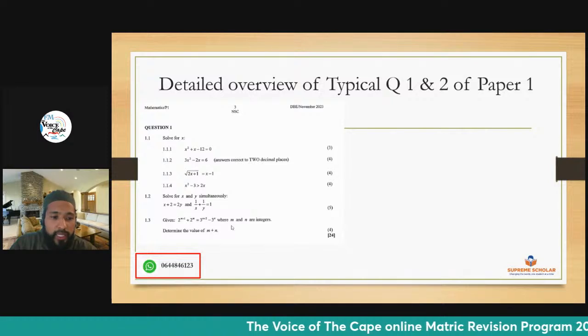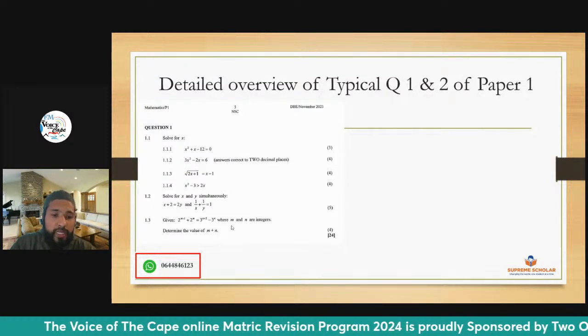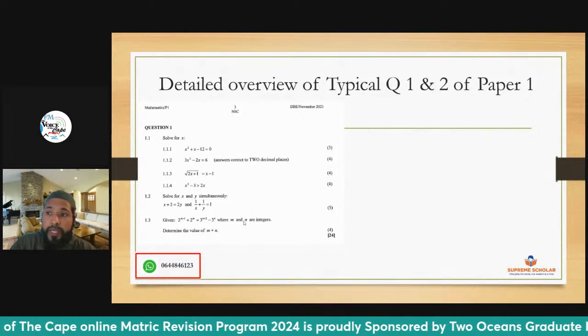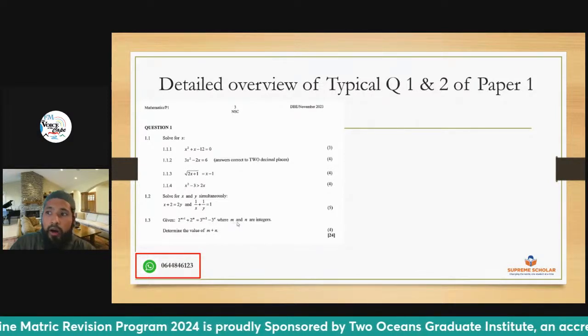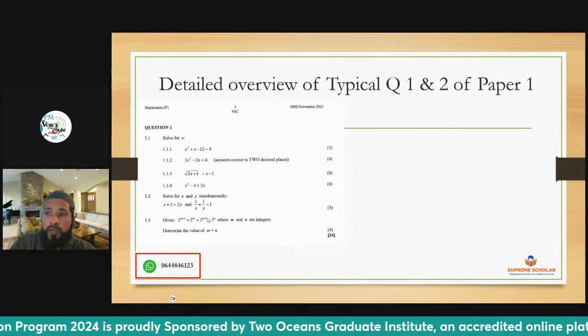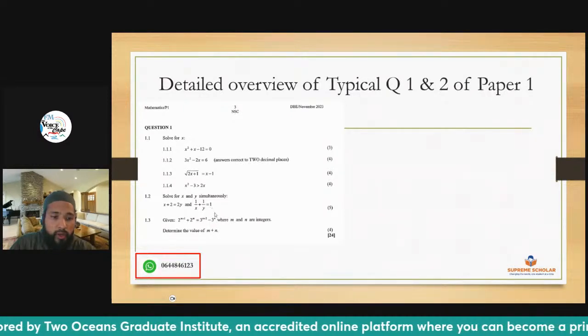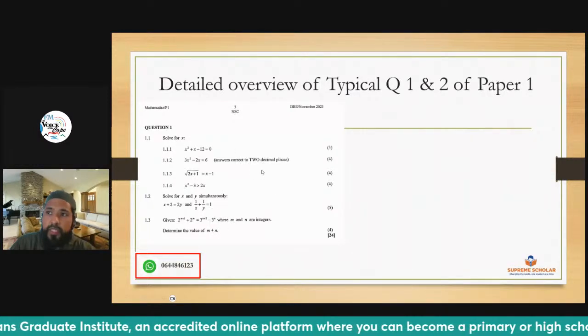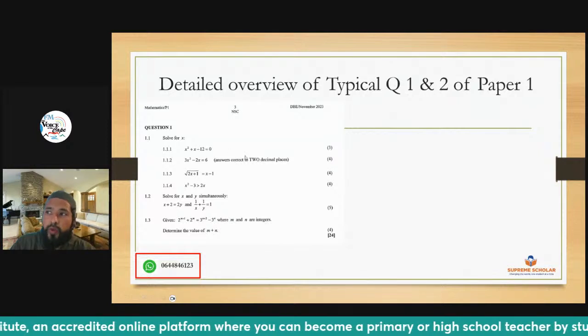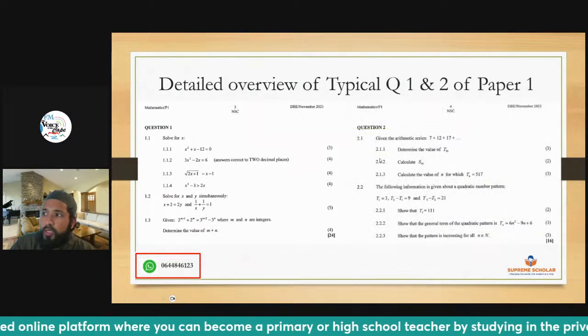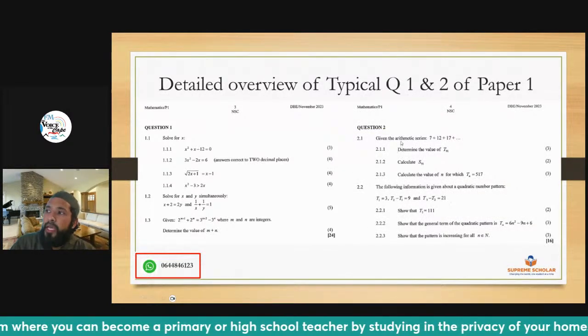Don't allow that stress to affect you negatively and cause you to make mistakes in the rest of the paper, right? You can expect that the last question in almost all the sections is going to be a problem solving or difficult question. Okay, so that's some insight into question 1, and then we look at question 2, which we're going to unpack a little bit of this today.